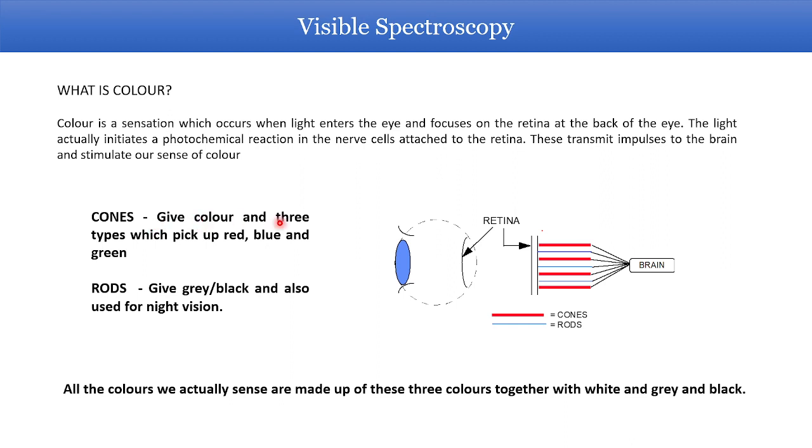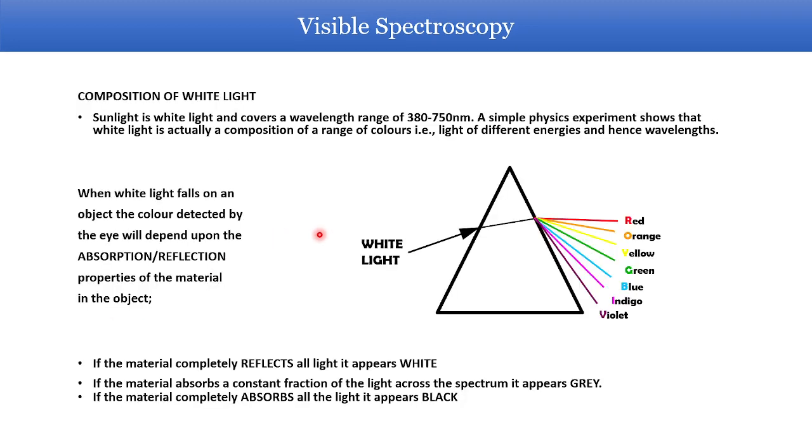Cones give color and are of three types which pick up red, blue and green, and the rods give us gray and black, and are also used for night vision. So that is visible spectroscopy from the perspective of the eye or color. So what is the composition of white light? Sunlight is the white light that covers a wavelength range of 350 to 750 nanometers.